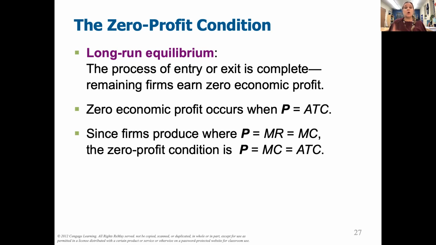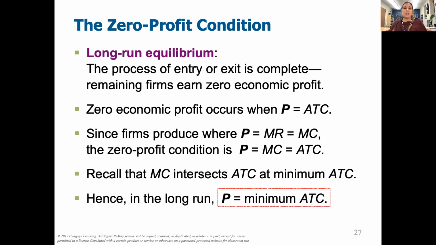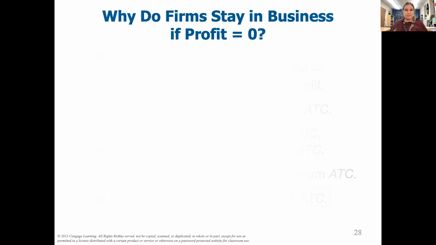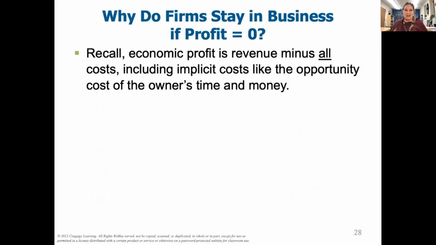Since the firms will always produce where marginal revenue is equal to marginal cost, and we know that price is exactly what marginal revenue is in a competitive market, then we're looking for the zero profit condition to occur at the point of a triple intersection: price, marginal cost, and average total cost. So before we look at the graph, you might be also saying, whoa, that's a lot. Why would a business keep operating if their profit was zero?